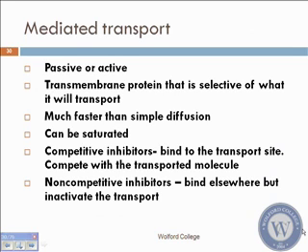Then you have the next concept, which is mediated transport. Mediated transport can either be active or passive. It uses a transmembrane protein that is selective of what it will transport. It's much faster than simple diffusion, but it's saturatable, which means that if I give enough of the molecule, it'll stop moving. It'll stop going at a certain rate.